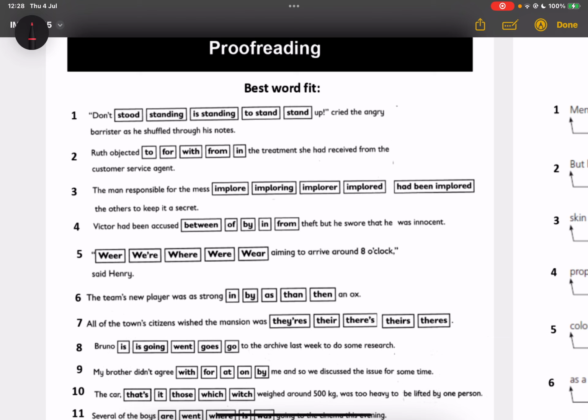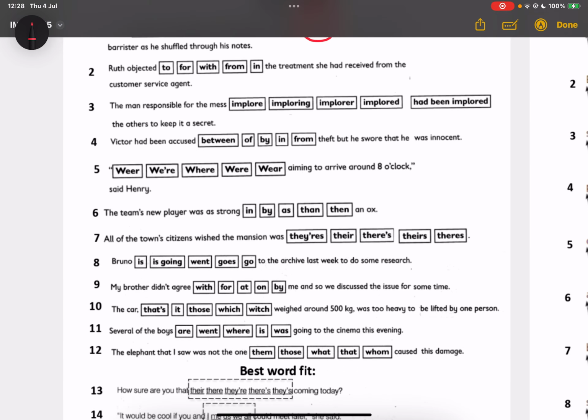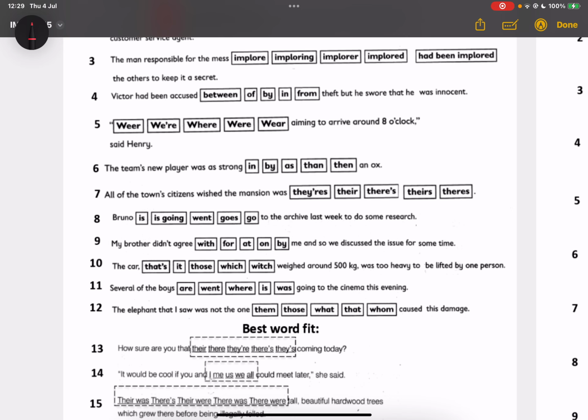So 1. Don't something up, cried the angry barrister as he shuffled through his notes. Well, this will be don't stand up. So don't stand up. 2. Ruth objected something the treatment she had given from the customer service agent. So objected to the treatment that she had received from the customer service agent.